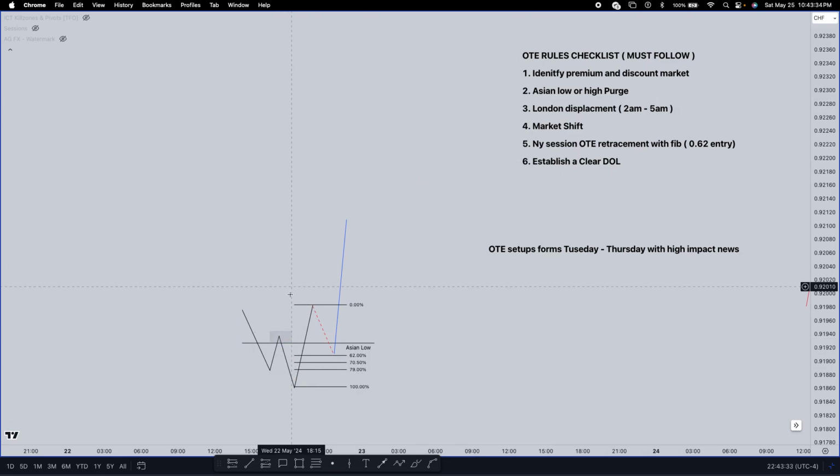On the third rule, we're going to have London displacement, 2 a.m. to 5 a.m. So we had clear, strong displacement here. The fourth rule, we want to see a market structure shift. Imbalance, they got rebalanced, moved away. If we are bearish, we're not going to go back above. This is going to be the turn high. What's the fifth rule? New York session OTE retracement, drawing out a fib from this low to this high. Price retraces back downside to the 62 perfect, and we look to target our clear draw on liquidity.